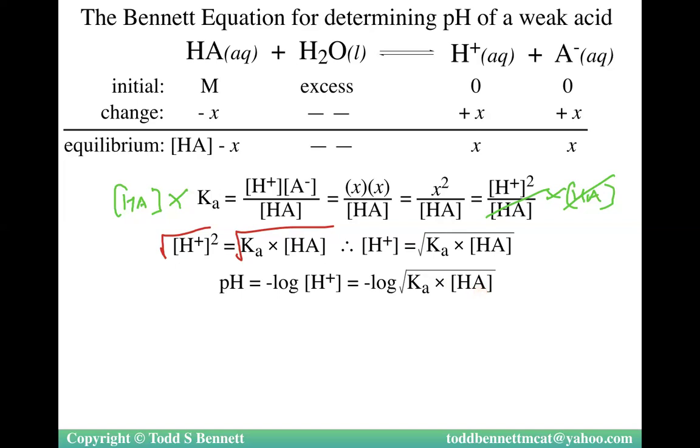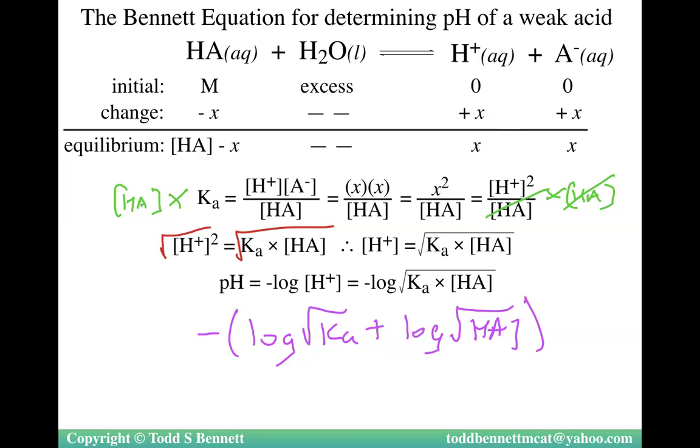So I'm going to say that this term right here is negative log of the square root of Ka plus log of the square root of HA. So that's within the bracket. So negative outside, log of everything within. Remember that square root of Ka times square root of HA, you multiply their numbers, which they're multiplied here, and you add their logs. Okay, so I'm going to get rid of this in a second, but note that this is the math I'm doing to get the following.